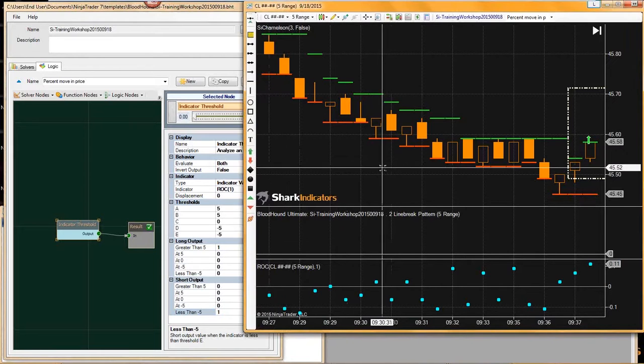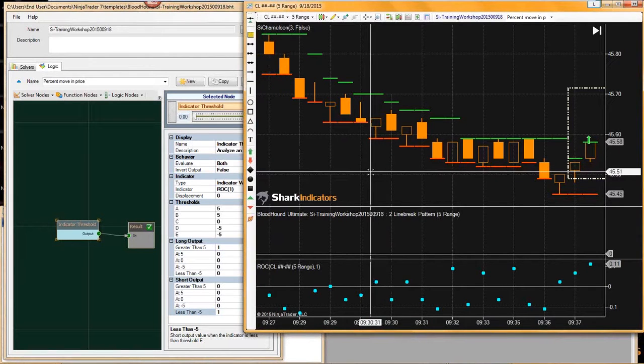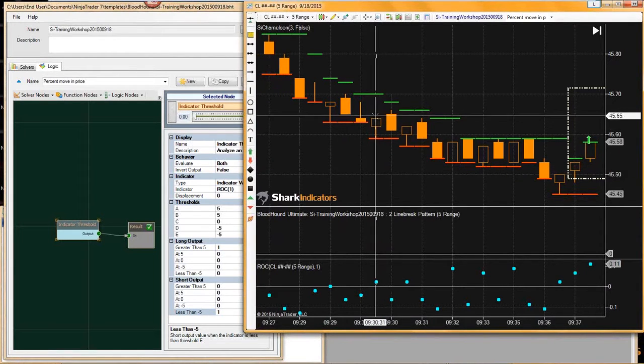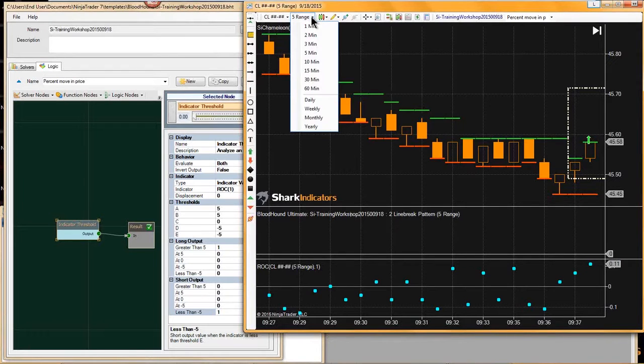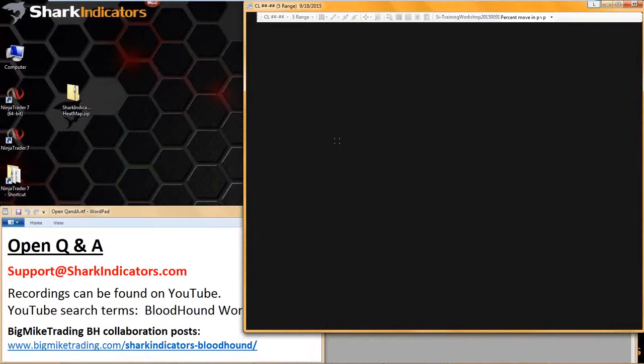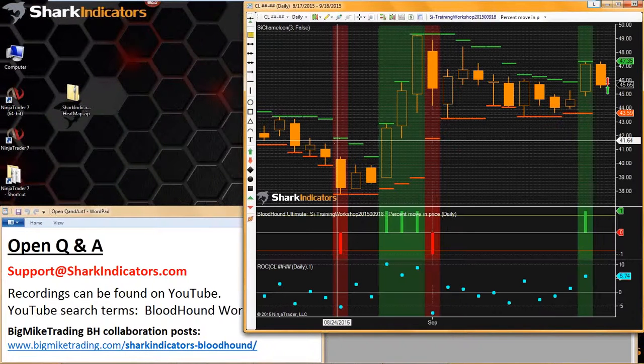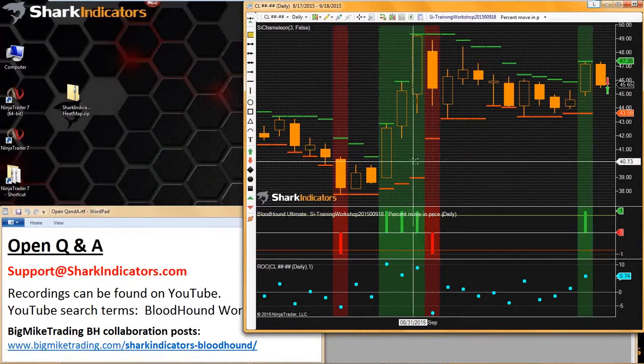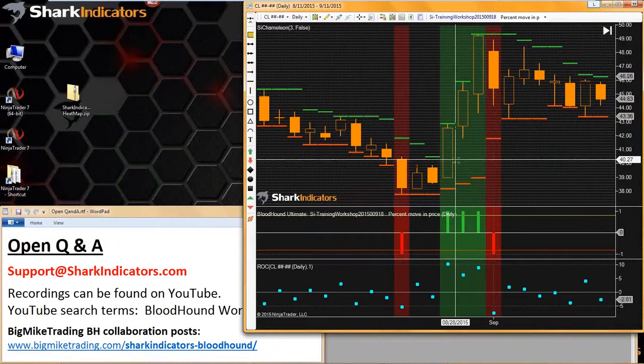So there it is. Now this is not going to work. 5% is way too high for a range bar. Let's see, what would we need? 5% is pretty high. I might have to adjust this down to 1%, but let's go to daily bars. And oh, bingo, there we go. So it works on a daily bar.